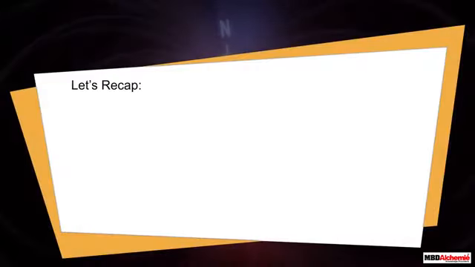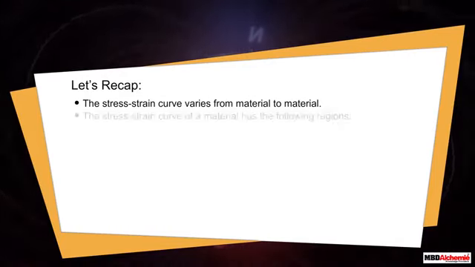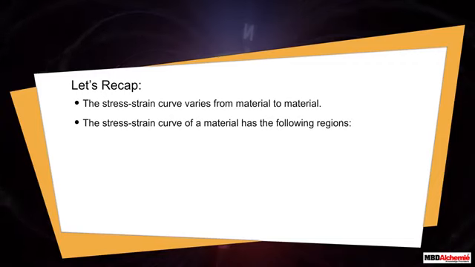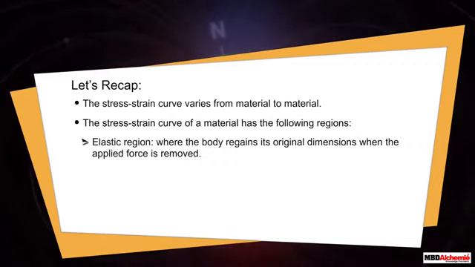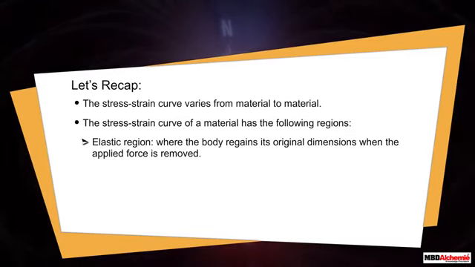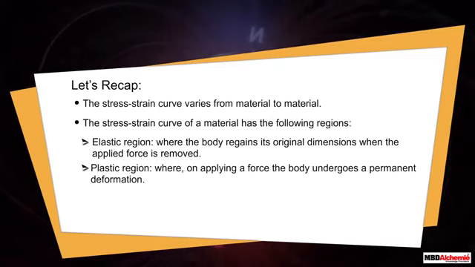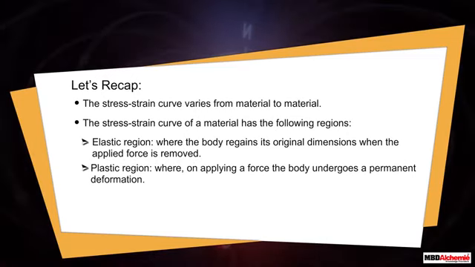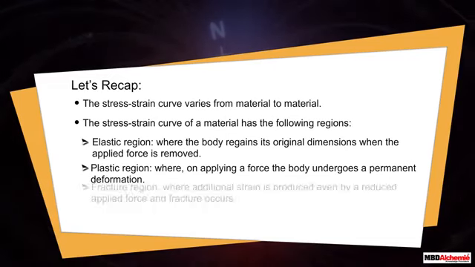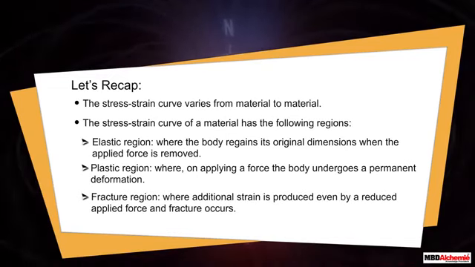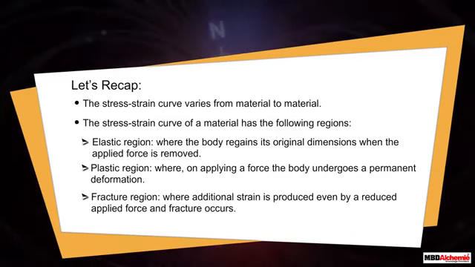Let's recap. The stress-strain curve varies from material to material. The stress-strain curve of a material has the following regions. Elastic region, where the body regains its original dimensions when the applied force is removed. Plastic region, where on applying force, the body undergoes a permanent deformation. Fracture region, where additional strain is produced even by a reduced applied force and fracture occurs.